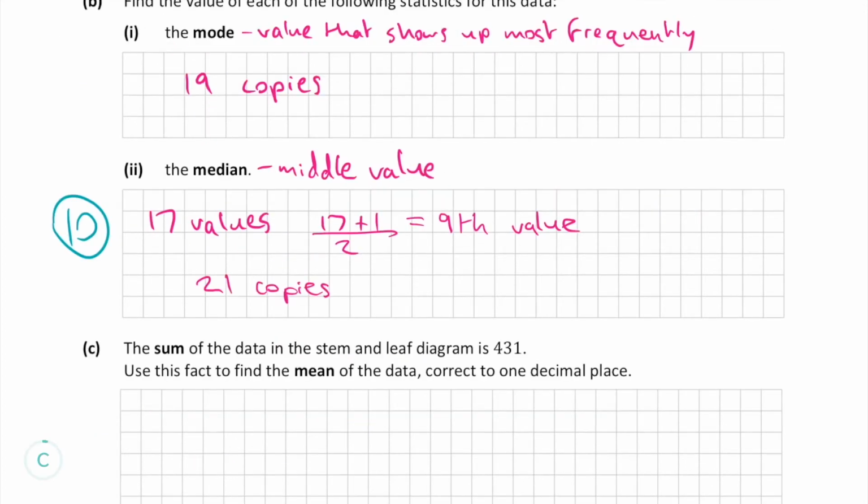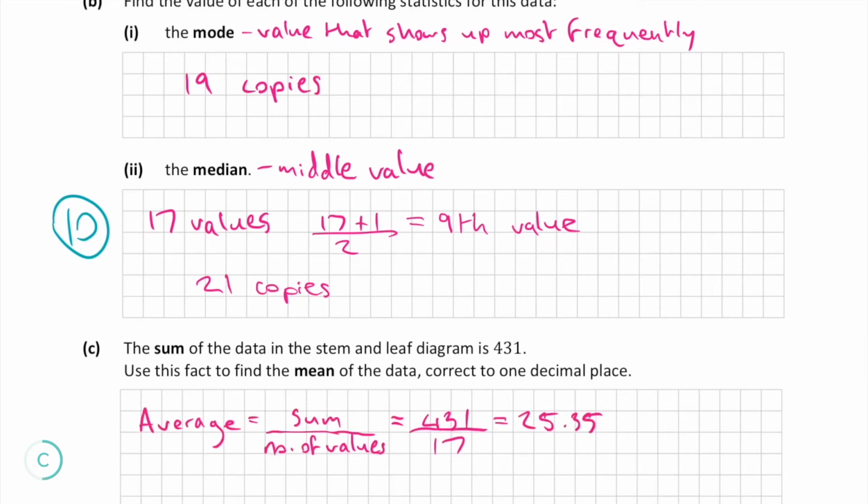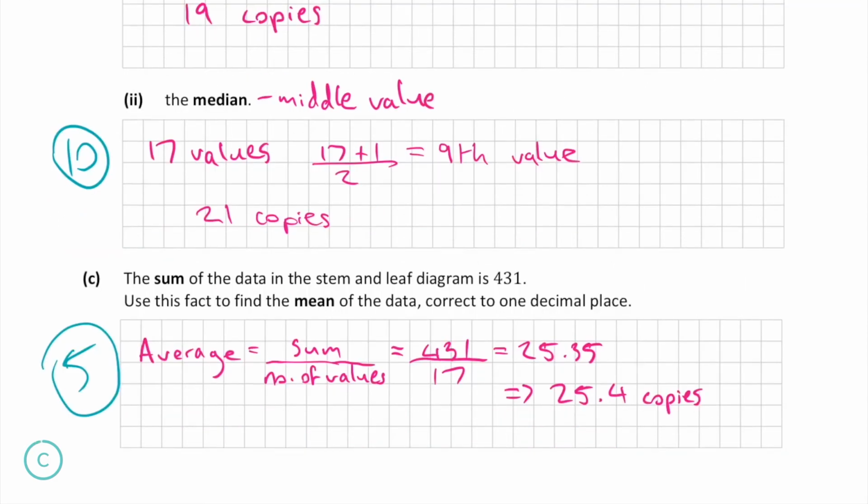In part C, we're told that the sum of this data is 431. This means that all the values added together is 431. You could find this out by adding up all the values, but they make it easy for us by telling us the answer. We have to use this fact to find the mean of the data, which is just another word for the average. To find the mean or average, we take the sum and divide it by the total number of values. In this case, we divide 431 by 17, which gives us 25.35. Correct to one decimal place, this gives us a mean of 25.4 copies. Part C alone is worth 5 marks.